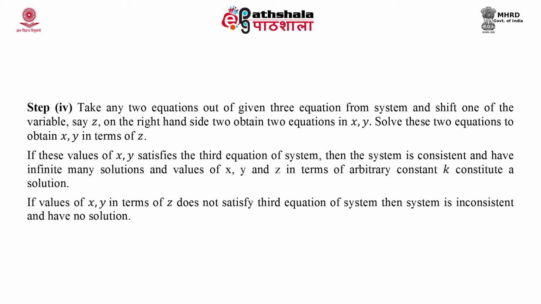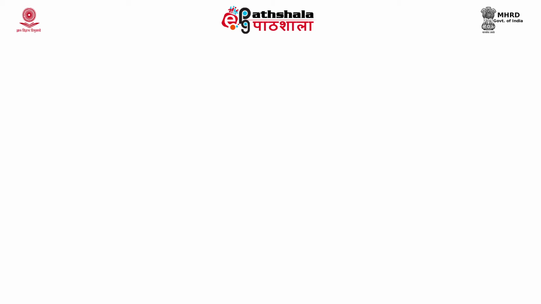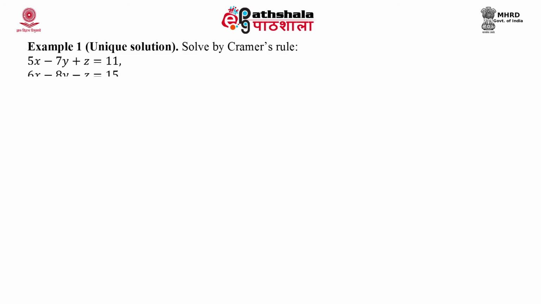If these values of x, y satisfy the third equation of the system, then the system is consistent and has infinitely many solutions, and the values of x, y, z in terms of the arbitrary constant k constitute a solution of the given system of equations. If the values of x, y in terms of z do not satisfy the third equation, then the system is inconsistent and has no solution. Let us consider examples of three cases.